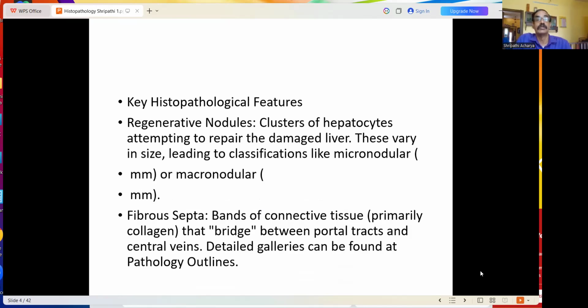Key histopathological features: regenerative nodules, clusters of hepatocytes attempting to repair the damaged liver. These vary in size, leading to classifications like micronodular and macronodular. Fibrous septa, bands of connective tissue, primarily collagen, that bridge between portal tracts and central veins.